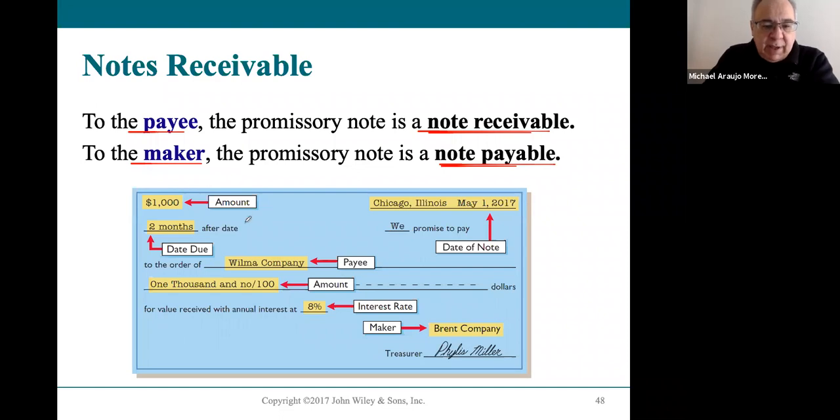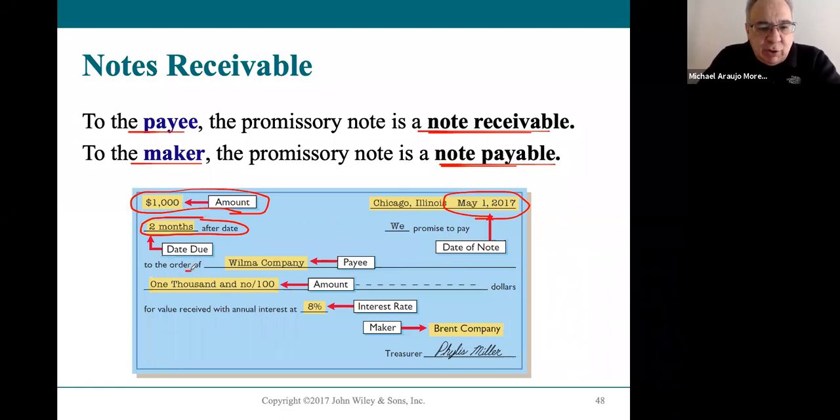So if you look at this, you have a $1,000 loan that you made on May the 1st. The loan is for 2 months. So these notes are either in days, 30-day intervals, or months. That's it, 1, 2, 3, 4 months. So they're either going to state it in days or months. And that's important to know because we have to calculate interest.